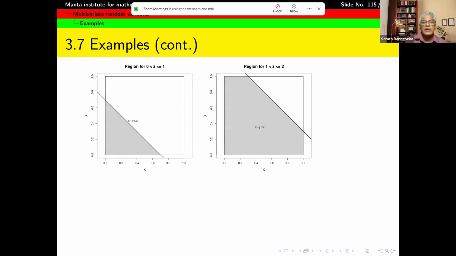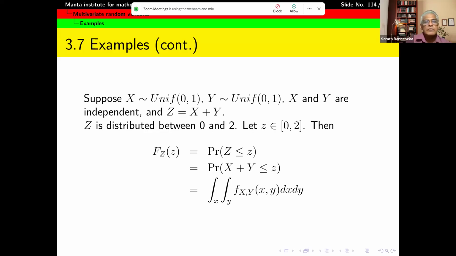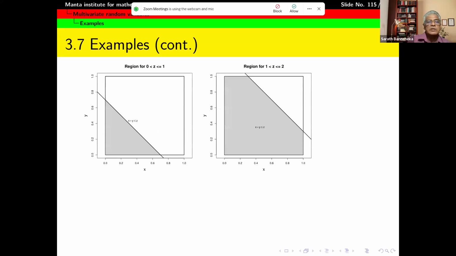But of course, that is the area for the joint density, right? What we want is to find this probability, X plus Y less than or equal to z. So that will be a subset of that support. That subset is shown here, right?